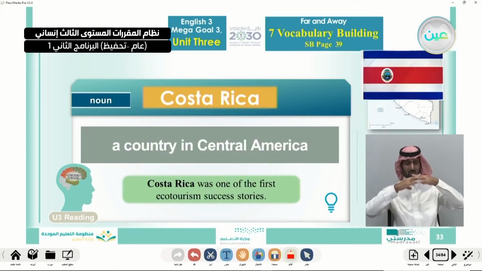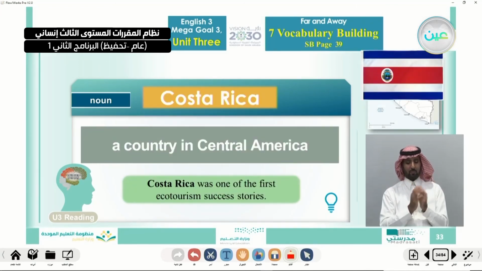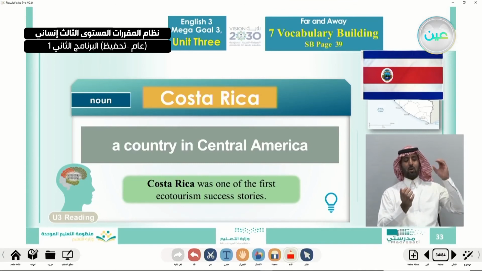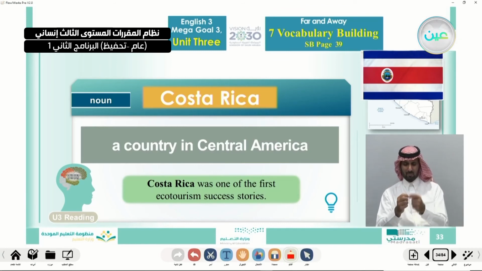Okay. Now we go to this country, which is called Costa Rica. What is Costa Rica? A country in Central America. Why we are talking about Costa Rica? Because it was mentioned in this passage that it is leading in this activity, which is called ecotourism. Costa Rica was one of the first ecotourism success stories. So in this passage that we're going to study, inshallah, in the next class, we'll read about their experience in this activity, or this industry, which is called ecotourism industry.